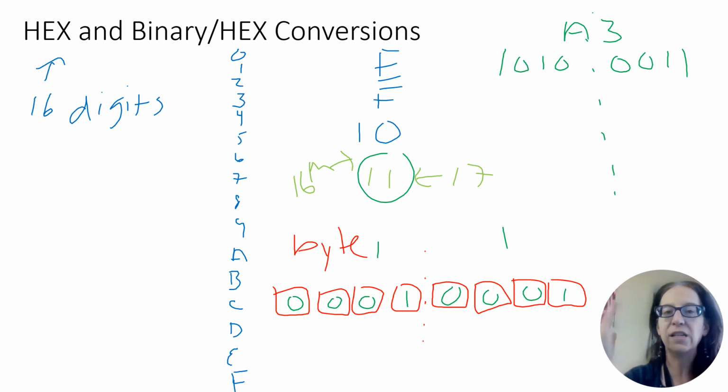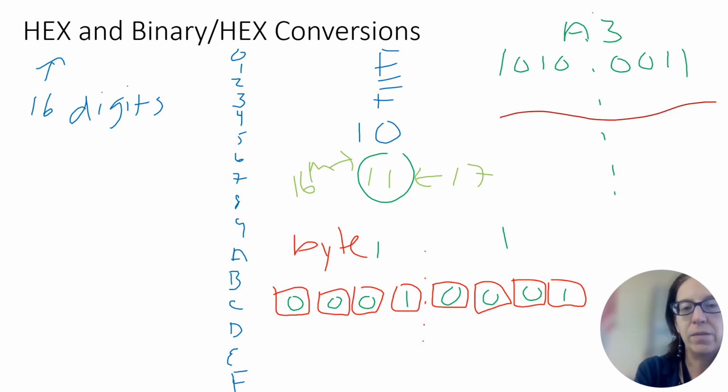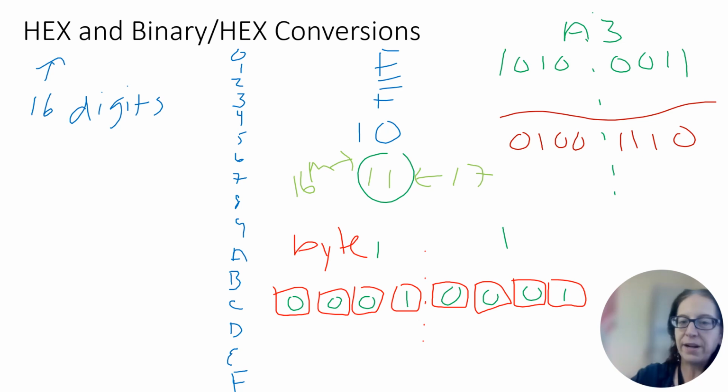So A3 is 1 0 1 0 0 0 1 1, and you could go the other direction. Suppose you had 0 1 0 0 1 1 1 0. Okay, so that's your binary number. You could just take the first nibble, which would be 4, and then the second nibble, which I think is E. So that would be 4E. So that's how you go back and forth between your binary and your hex.